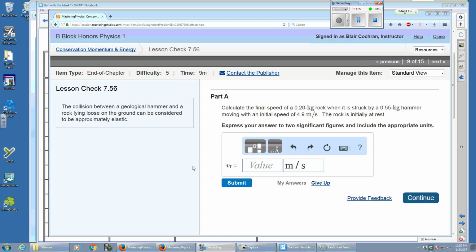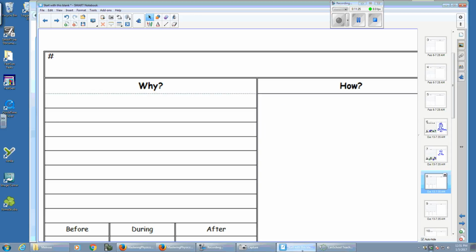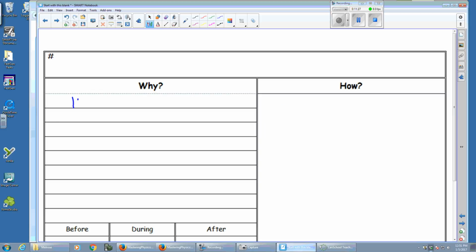All right. Number 9. Collision between the hammer and a rock lying loose on the ground can be considered approximately elastic. So right away, kinetic energy is conserved. That's one of the thoughts I should have in my head. So I'm going to write that right away. Kinetic energy is conserved. And of course, momentum is conserved also.